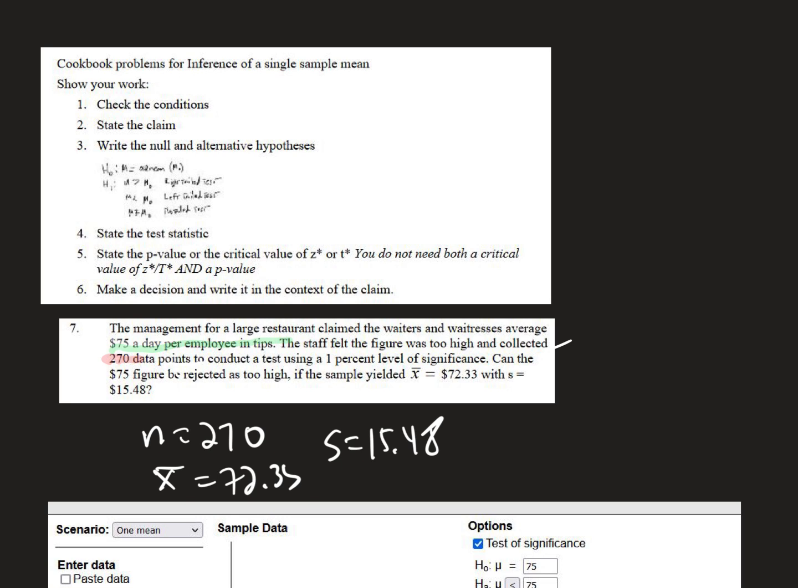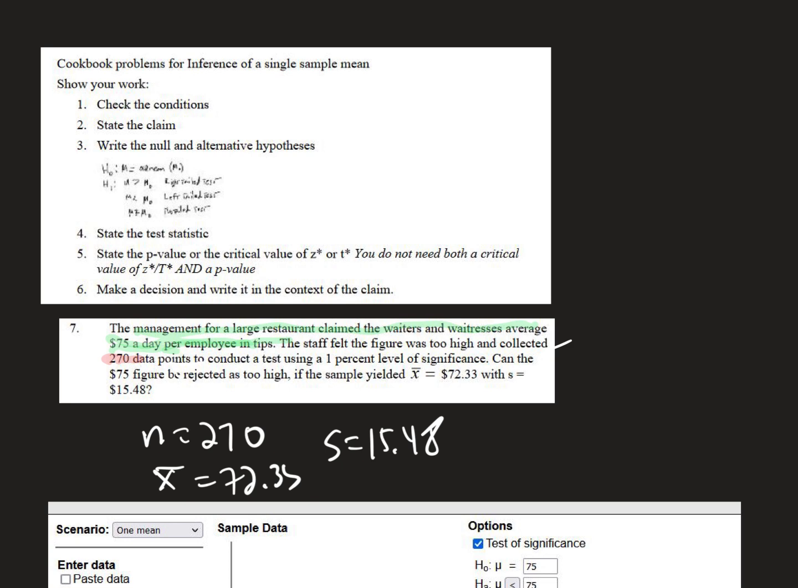So now we've got to figure out what the claim is. Well, it's right here. I highlighted this in green. It says they claim the waitresses average $75 a day per employee in tips. So that's the claim. Now let's write our H0 and H1.